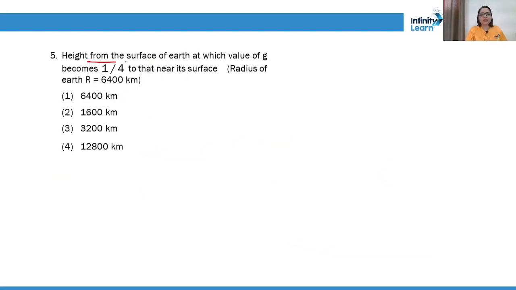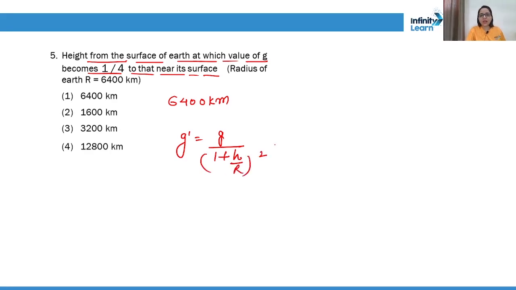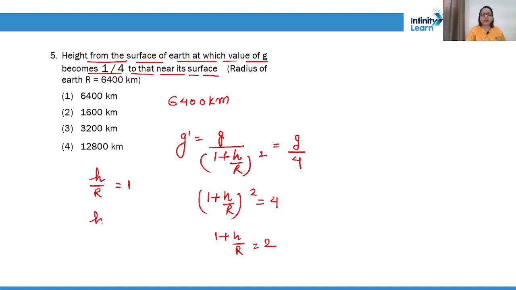Question number 5. Height from the surface of earth at which value of g becomes 1 by 4 to that near its surface is. Radius of the earth is 6400 kilometer. So variation of g due to height is given as g dash is equal to g upon (1 plus h by r) whole square. g dash is g by 4, right? So if you compare these two expressions, you'll get (1 plus h by r) whole square is equal to 4. Take the square root on both the sides, so you'll get 1 plus h by r is equal to 2. So basically h by r is 2 minus 1, which is 1, and h is equal to r. So height will be equal to radius of the earth, which is equal to 6400 kilometer, which is option 1.